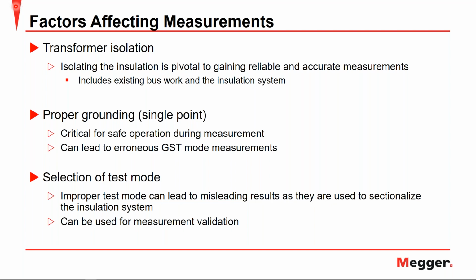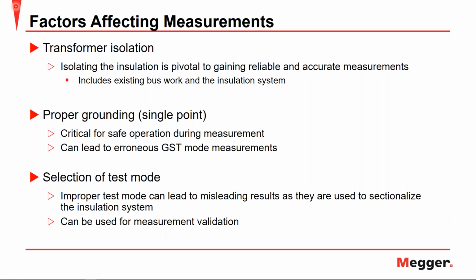Next is proper grounding, and here we want a single point ground. What this means is that the ground of the instrument, the ground of the substation, and the ground of your transformer are all the same. This is critical for safe operation during the measurement. Also, if you don't have single point grounding or proper grounding, this can lead to erroneous measurements, especially in the GST mode, which we've just covered, where you include the measurement from the ground lead. So if you don't have proper grounding, that can cause erroneous measurements or data.